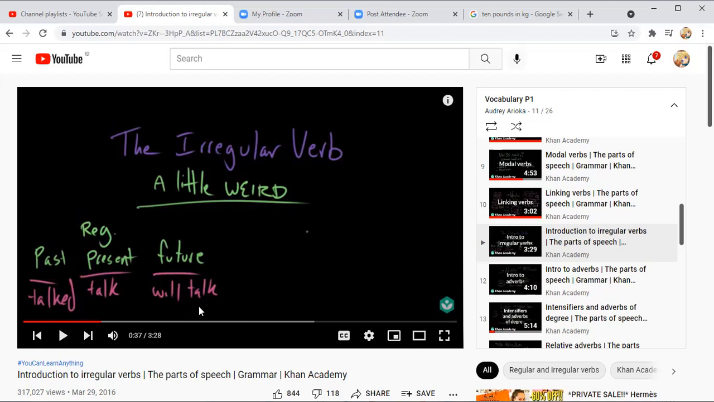Jadi kalau misalnya verb yang biasa, like in this example talk, kalau misalnya mau dibikin menjadi past tense, tinggal tambahin ed aja. Now you can just add ed and then that's it. You're done.